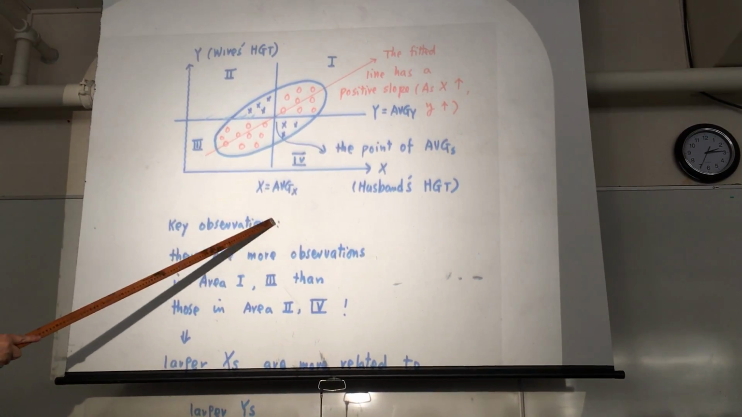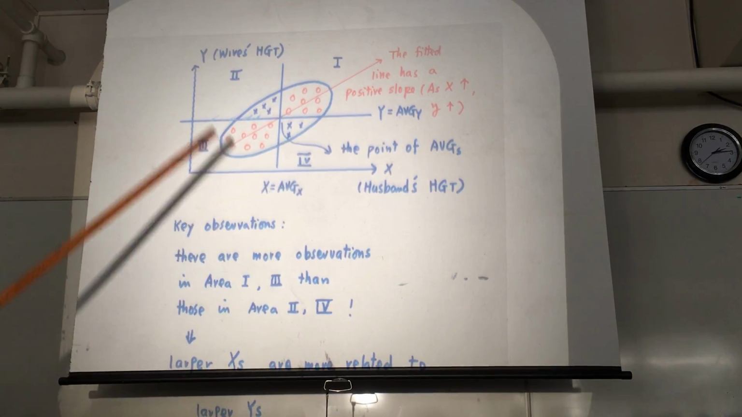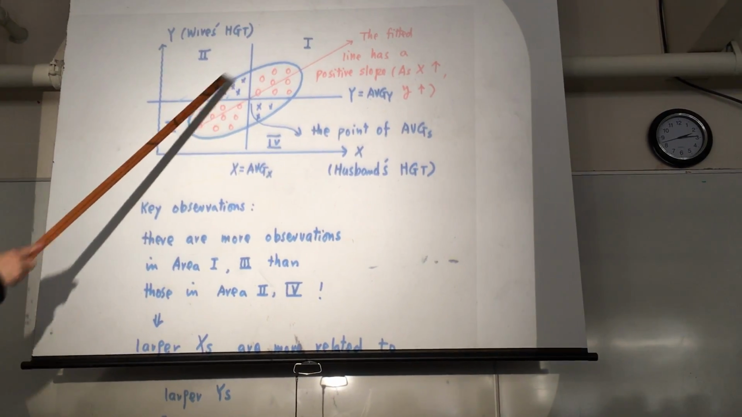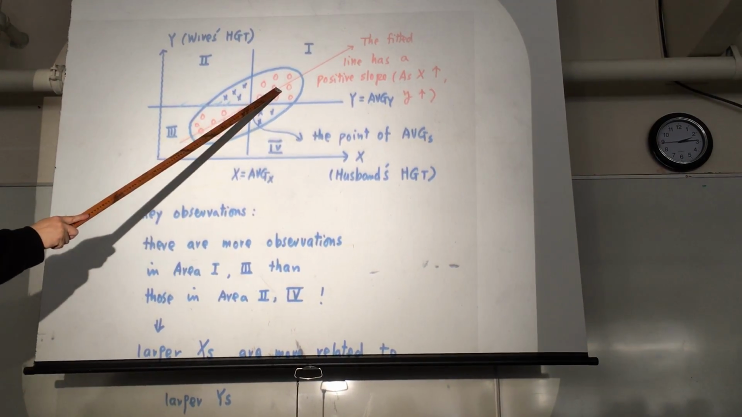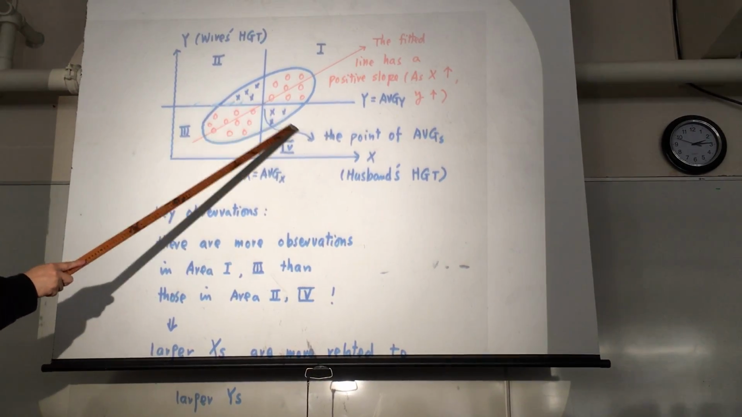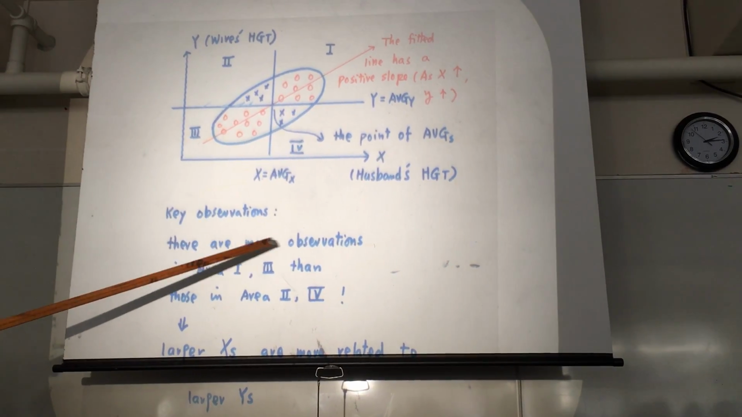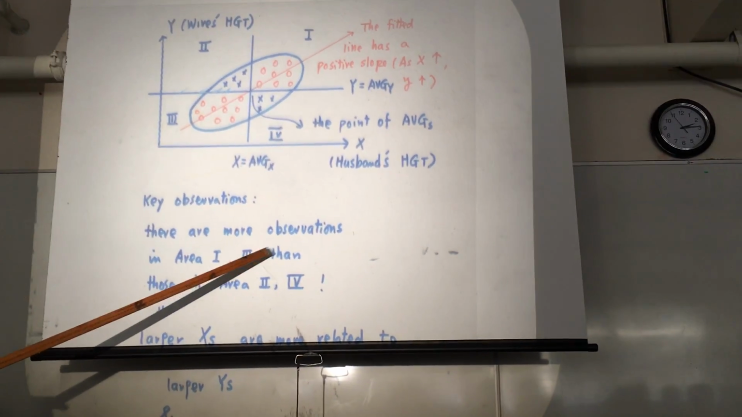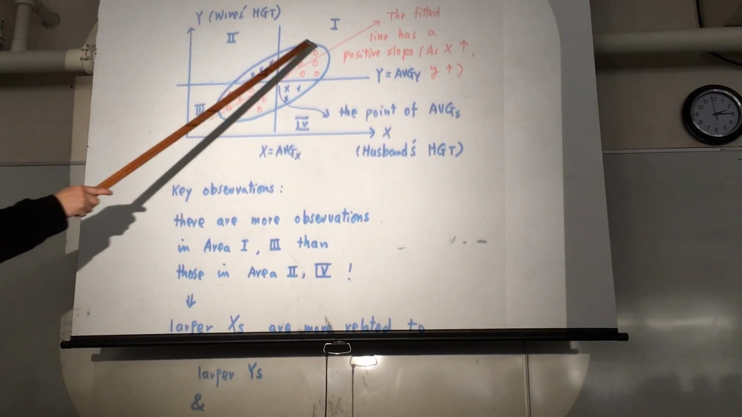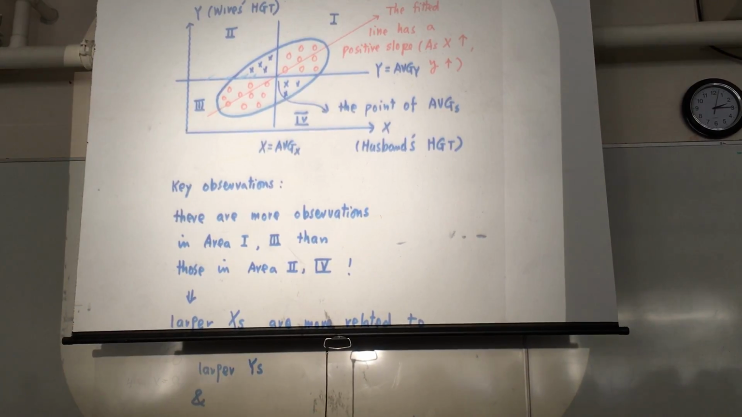A key observation is that when this is positive association, we're going to find more observation in area 1 and 3. You're going to see more observation in area 1 and 3 than those you see in 2 and 4. Can you see that? There are more observation in area 1 and 3 than those in what? Area 2 and 4. That's why the fitting line has what? A positive association. Okay?